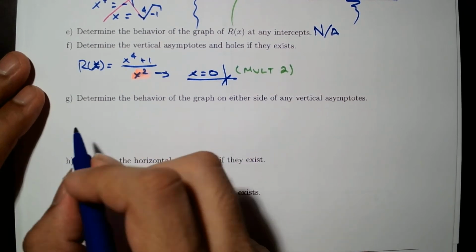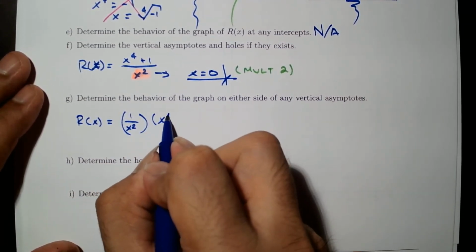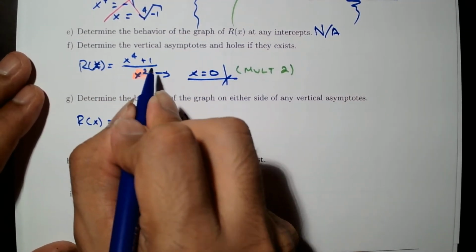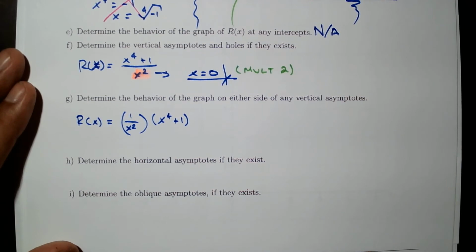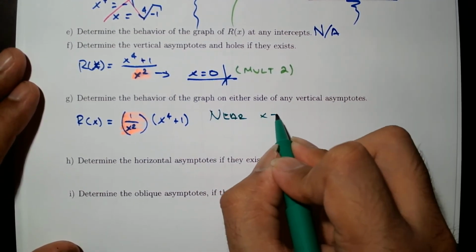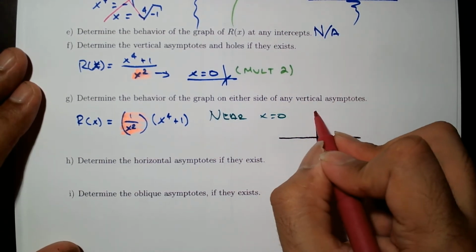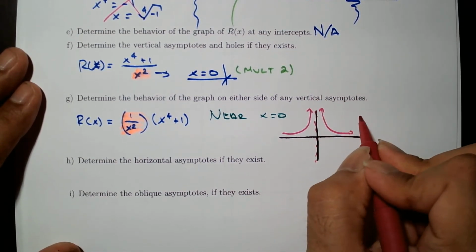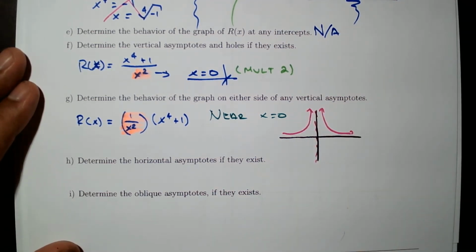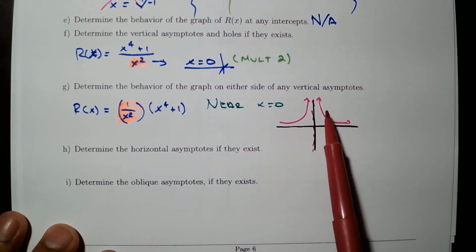Remember what we did earlier? I wrote the function R of x equals 1 over x squared times x to the 4 plus 1. This is equivalent to x to the 4 plus 1 divided by x squared. Those are equivalent expressions. Now, what we have to analyze here is this portion. Near x equals 0, remember how the graph looks when we have an even power? From either side it is going to have this shape. So we can anticipate that the final plot is going to have this sort of behavior around this asymptote.